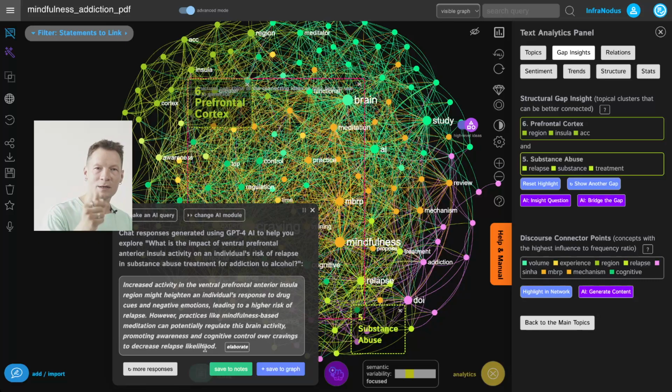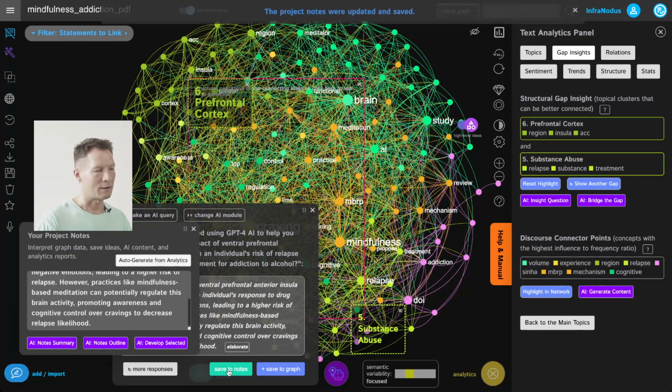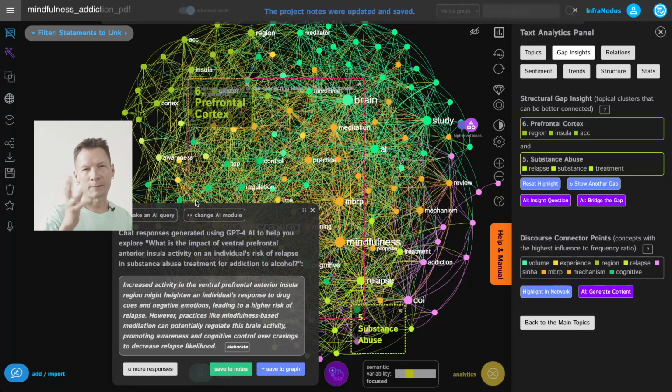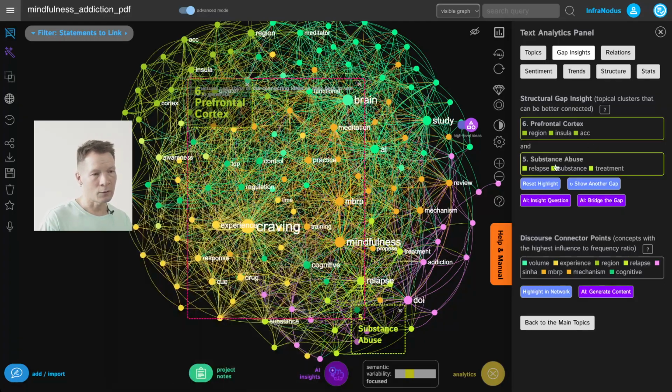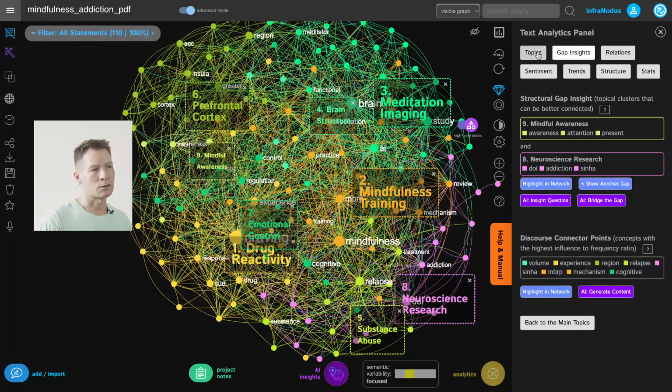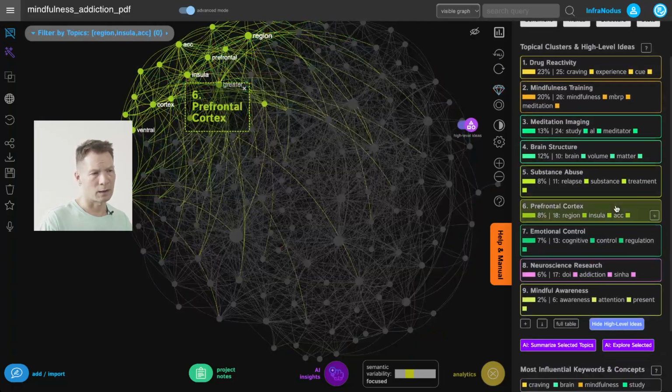Then we generate questions that would bridge those gaps. We can answer them ourselves if we want, or we can send them to the AI to make it answer them for us. And then it will generate some interesting ideas, which we can then save into our research notes here and accumulate some ways of thinking about this text or this document that can help us take the ideas further.